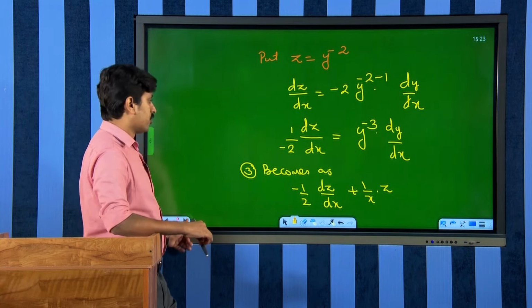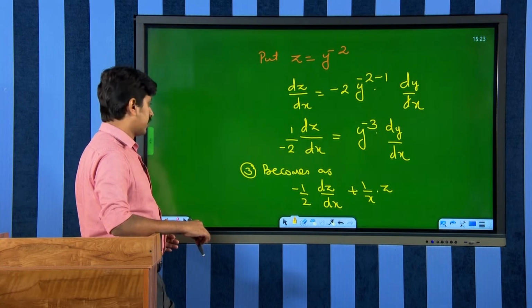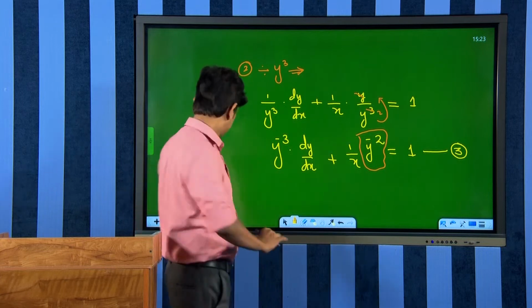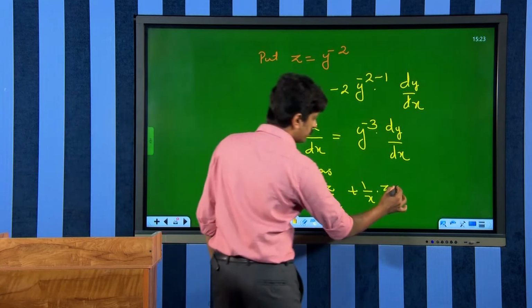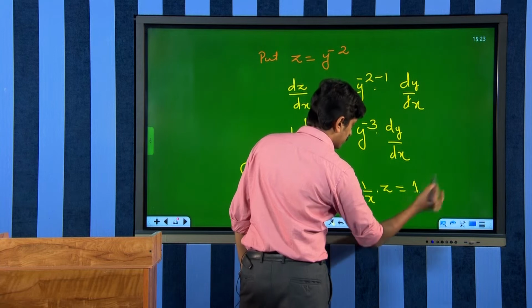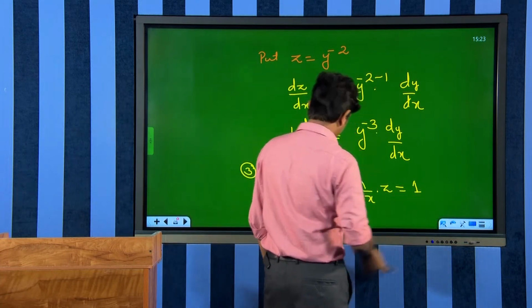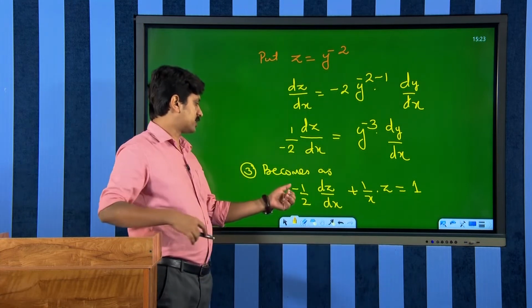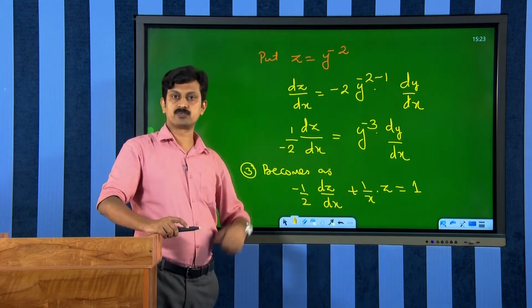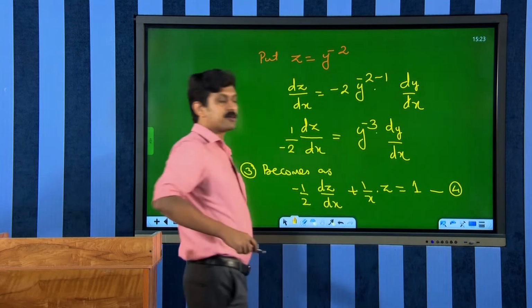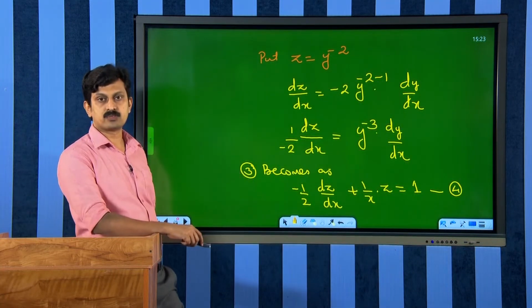And finally, the non-homogeneous part remains as 1. Therefore, here it is equal to 1. Okay, fine. This is the fourth equation. I would like to change this, so we will multiply the fourth equation with minus 2.